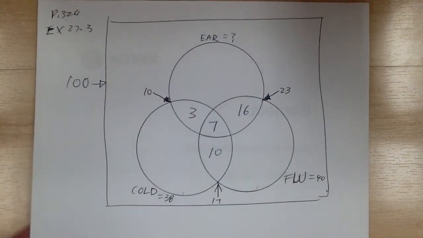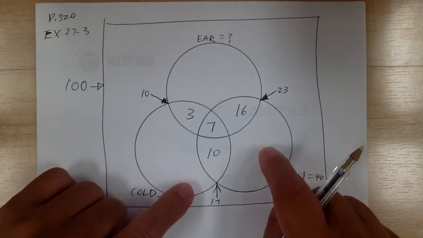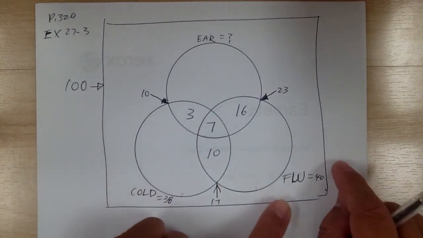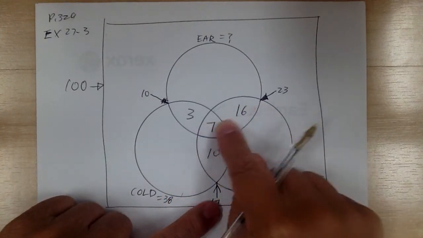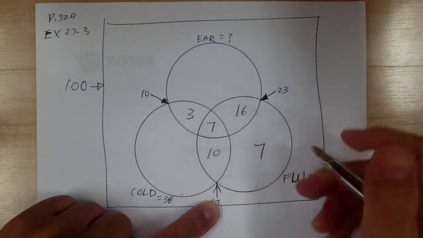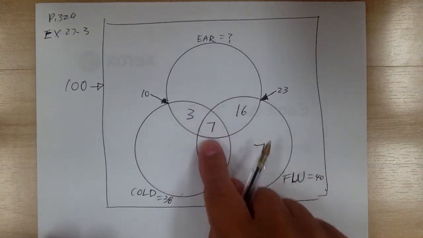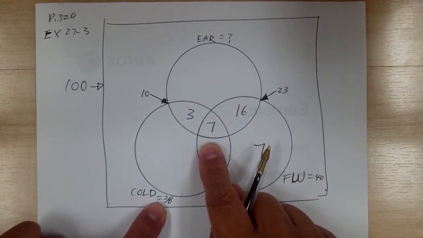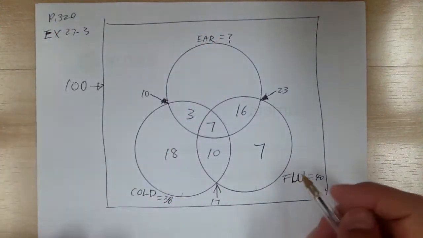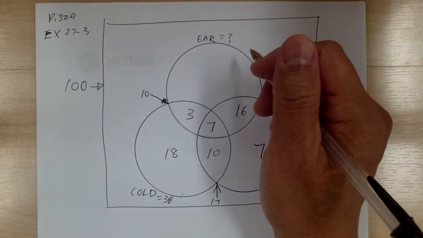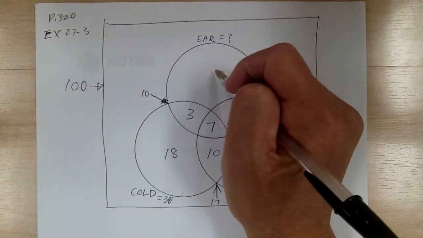So let's go and work this through. You need to figure out these blanks over here. So 40, this is 23, 33, so this has to be a 7, right? Because this circle is 40. Now this is 10, 20, so 20, and this is 38, so it would be 18 over here. This one you don't know, so leave it blank. And what we're looking for is how many have an earache. So we need to figure out this spot.